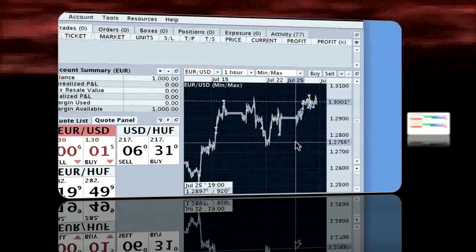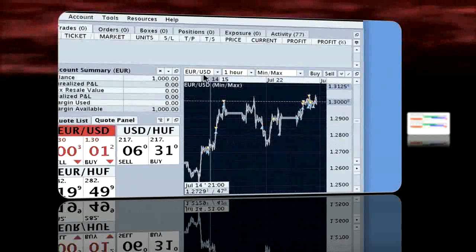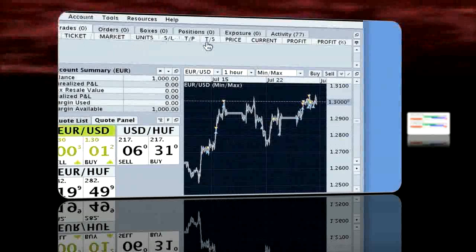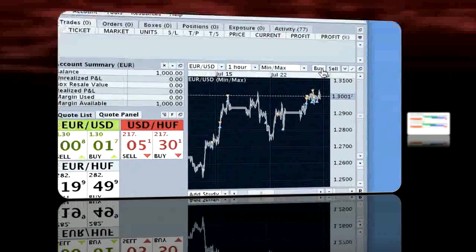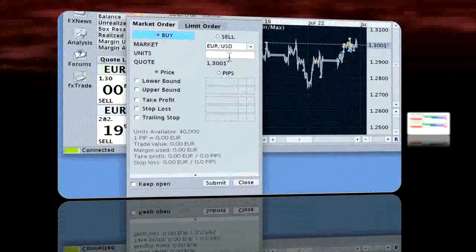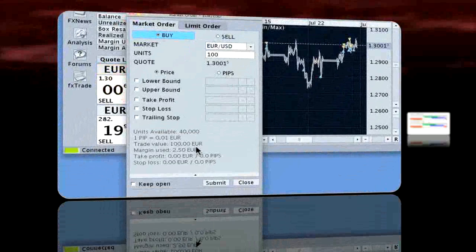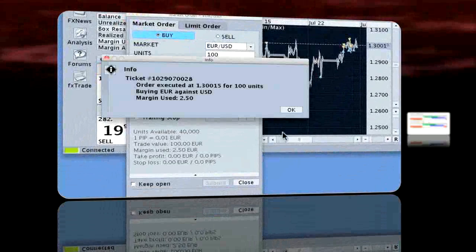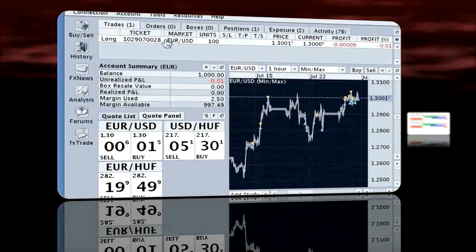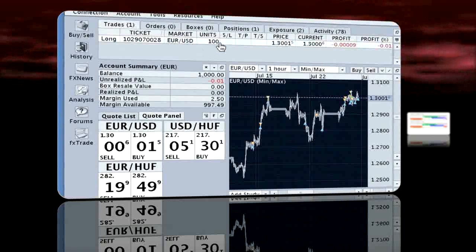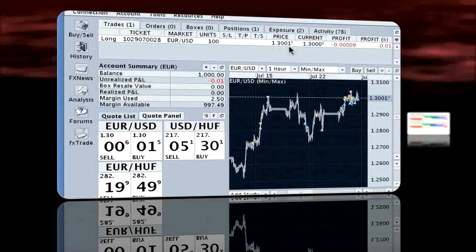On the top of the screen, you can see a lot of useful information about our active trades. This will be explained later in the course. Let's click on the Buy button. Let's enter 100. Click Submit. And now we can see one active trade. Euro USD is the currency, 100 units, that is 100 euro. We can also see what price we bought at. The rest is not discussed here now.